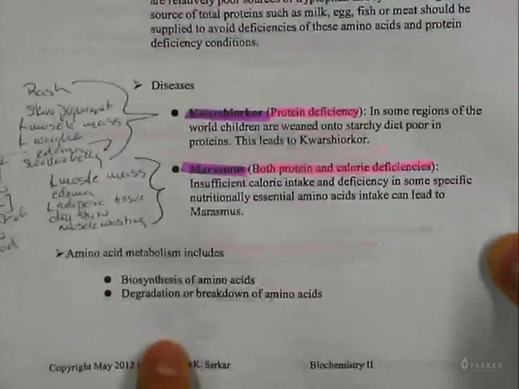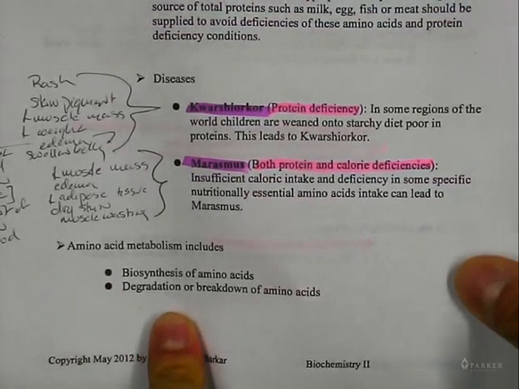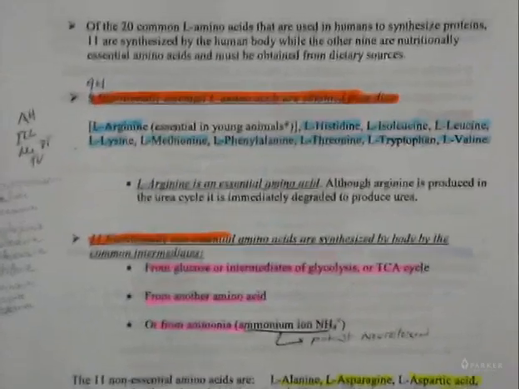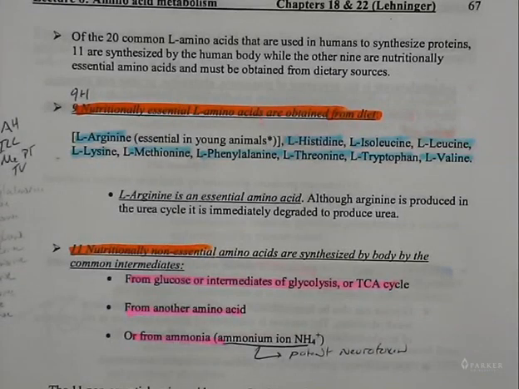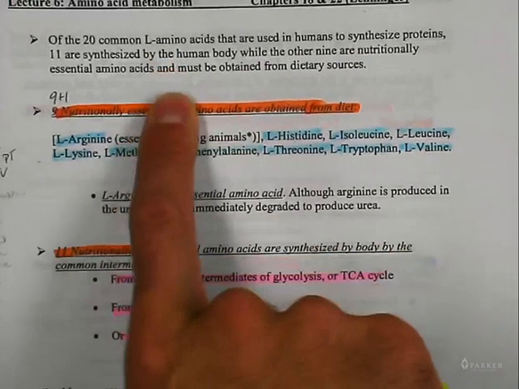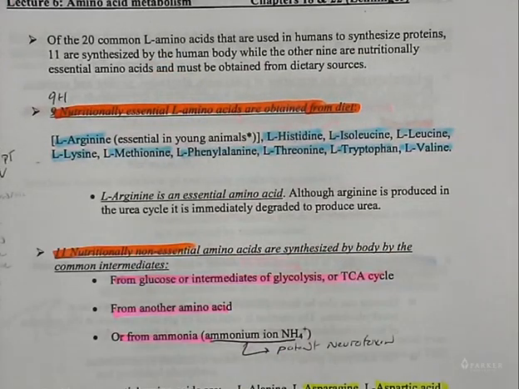So down here you see this nice little note. The amino acid metabolism involves the biosynthesis of amino acids and the degradation or breakdown. In other words, what the hell we do with amino acids. Of the 20 common amino acids that are used in humans to synthesize proteins, 11 are synthesized and 9 are nutritionally essential. 9 are your essential amino acids.